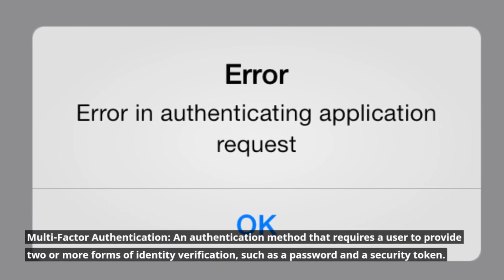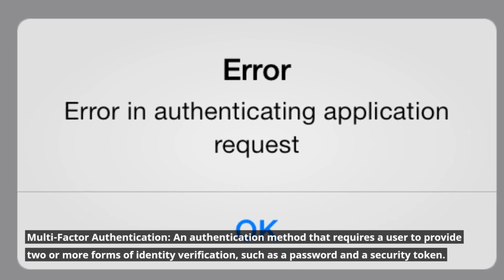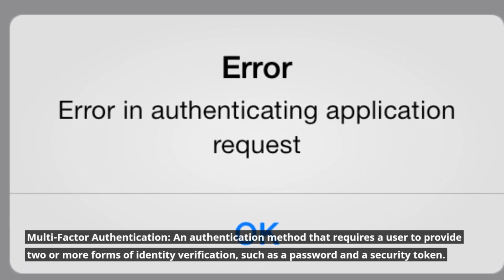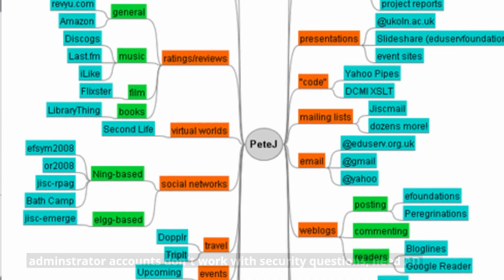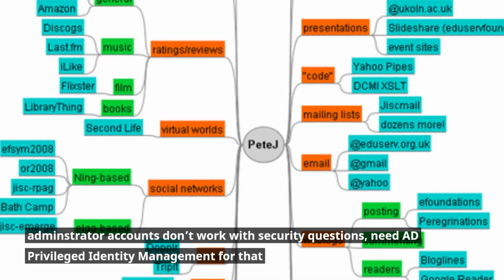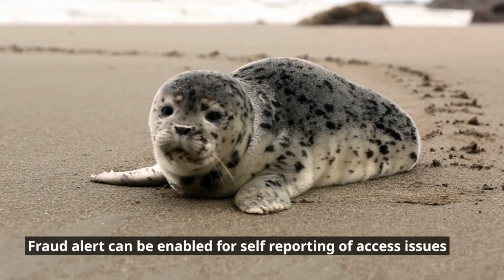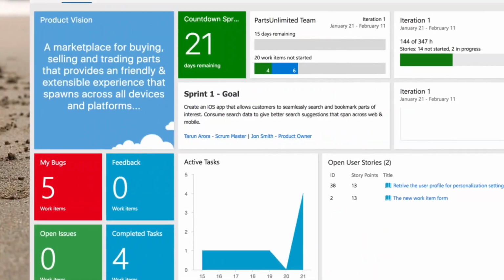Multi-factor authentication. An authentication method that requires a user to provide two or more forms of identity verification, such as a password and a security token. Administrator accounts don't work with security questions. Need a privileged identity management for that. Fraud alert can be enabled for self-reporting of access issues.